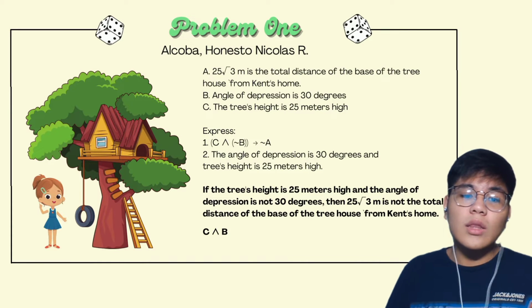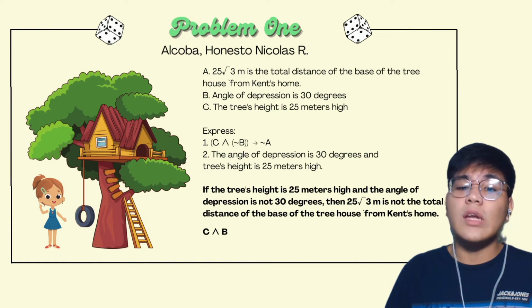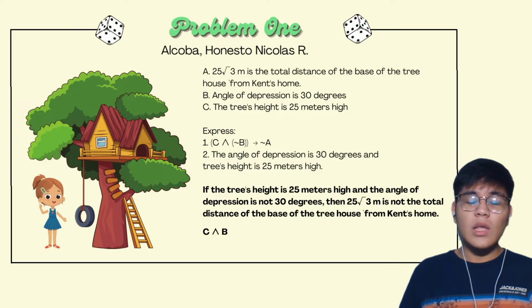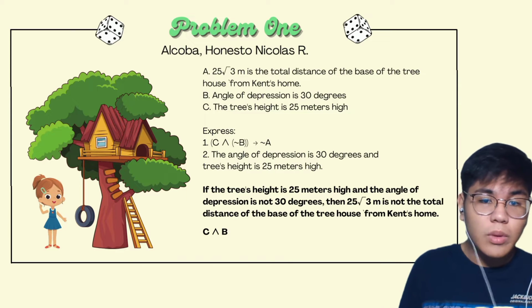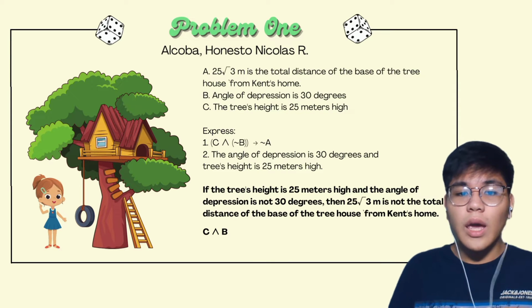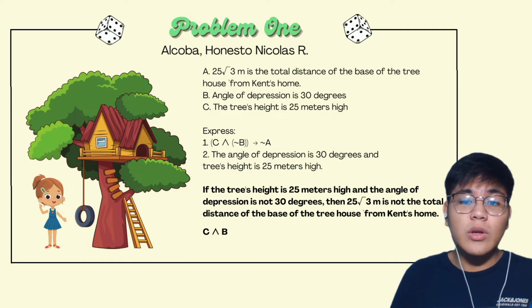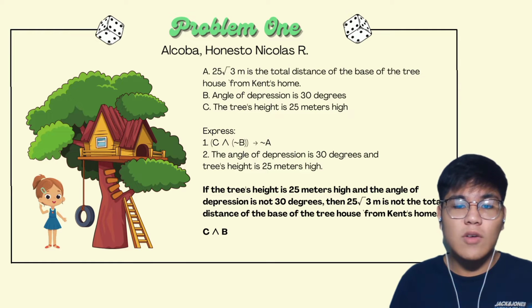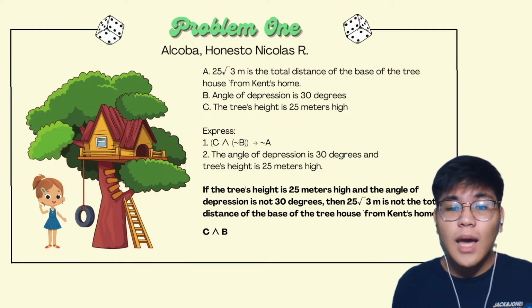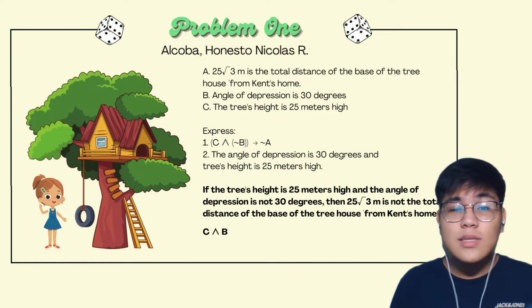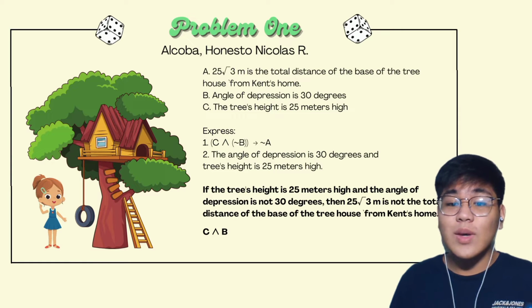Now to integrate the other subject, which is general mathematics, let us also use the same problem. So we have the values here. A, 25 square root of 3 meters is the total distance of the base of the tree house from Kent's home. B, angle of depression is 30 degrees. And C, the tree's height is 25 meters high.